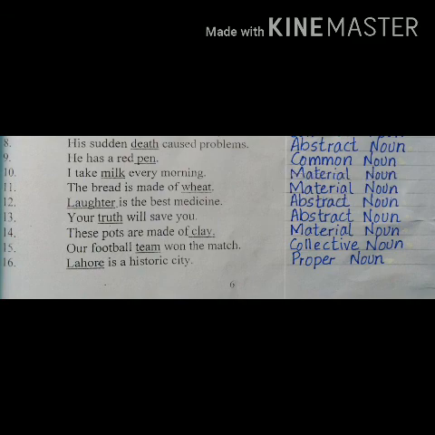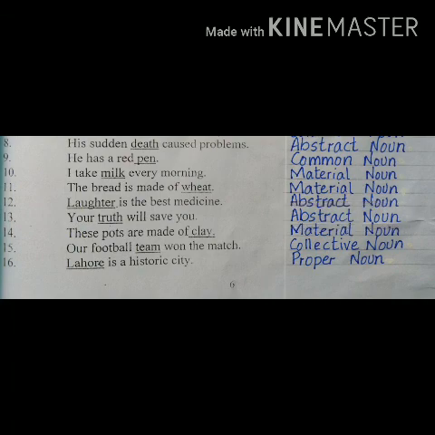Number 12. Laughter is the best medicine. What is laughter? Laughter is an action. So it's an abstract noun. Write abstract noun in front of sentence number 12. Number 13. Your truth will save you. Truth is a quality. So write abstract noun in front of sentence number 13.